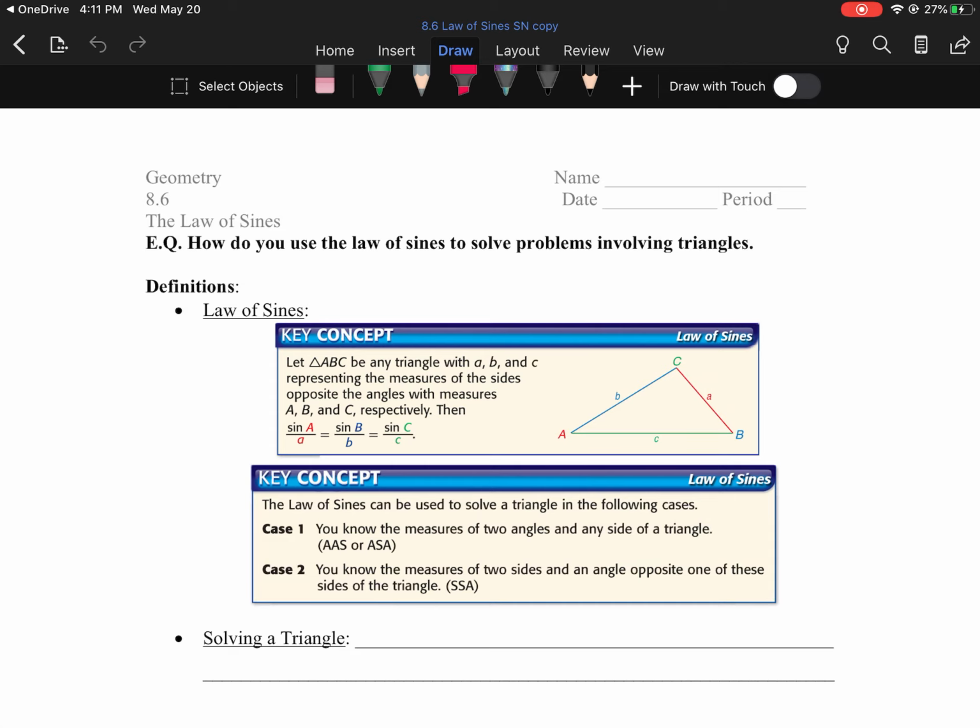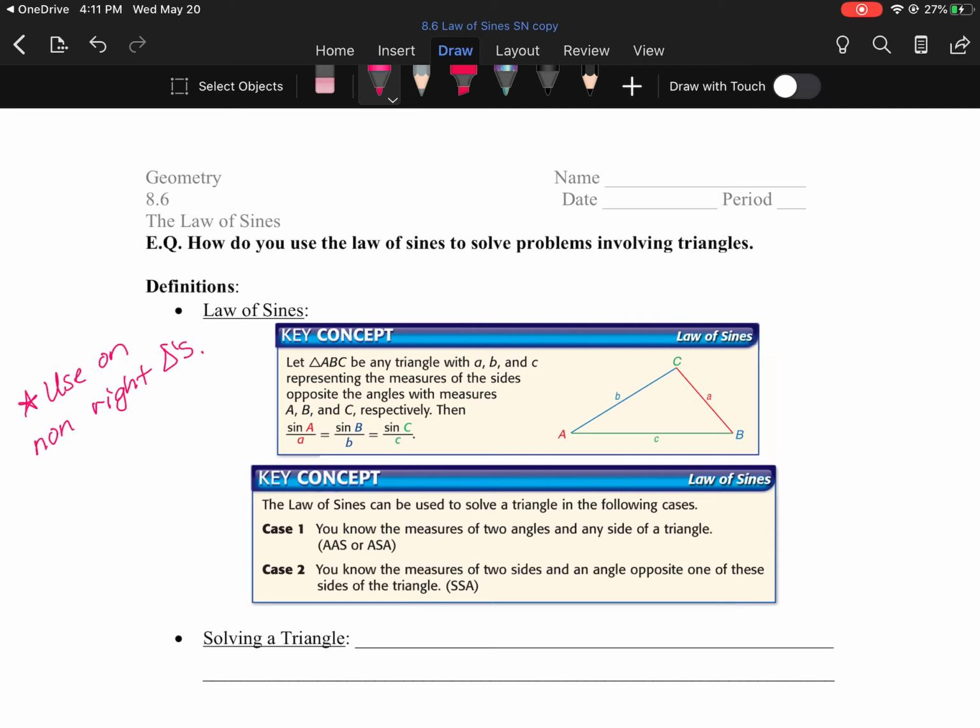So the very first thing, and actually maybe I should write that down for us: we cannot use SOHCAHTOA on non-right triangles, okay? So we're not able to use SOHCAHTOA today because that's only able to be used on right triangles.